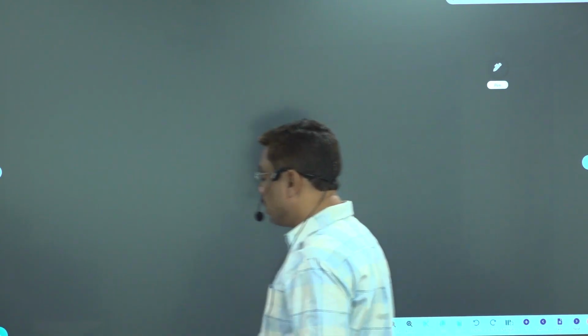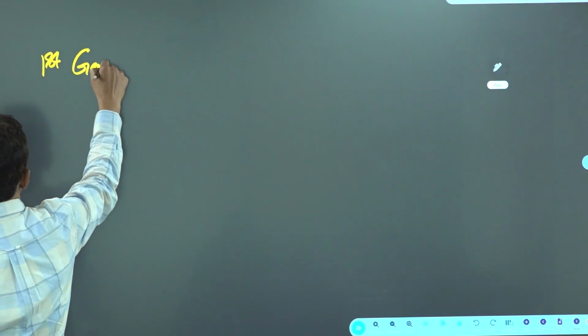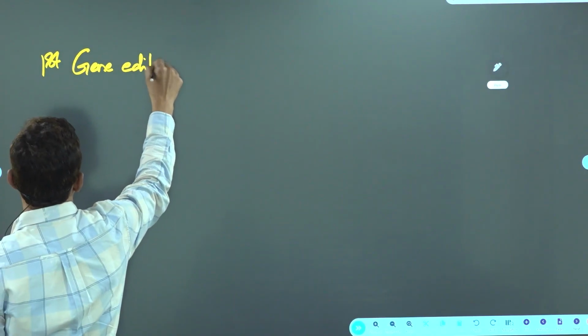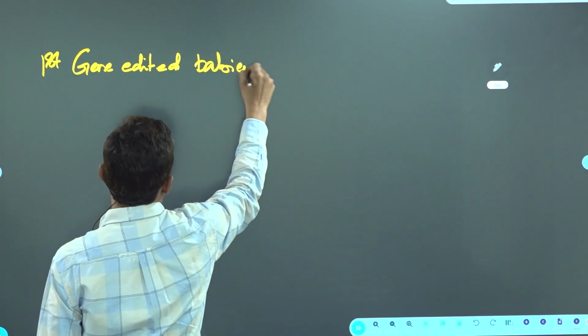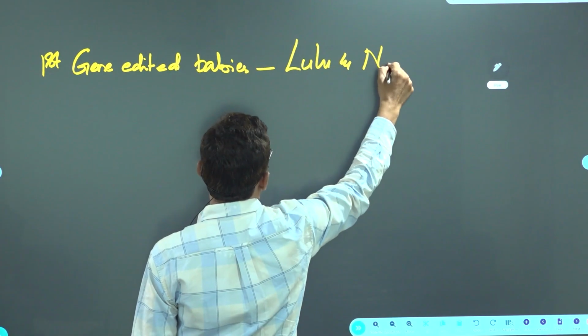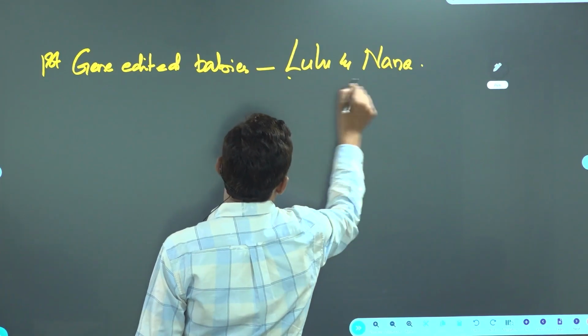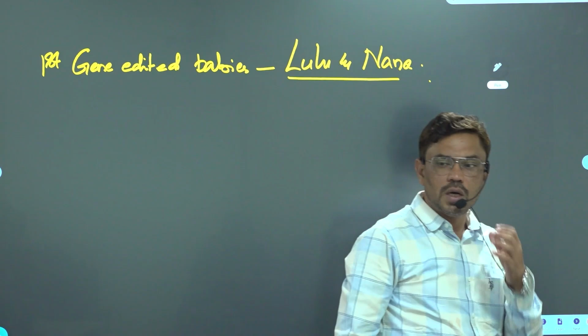Next point, you write down: first gene edited babies, Lulu and Nana.